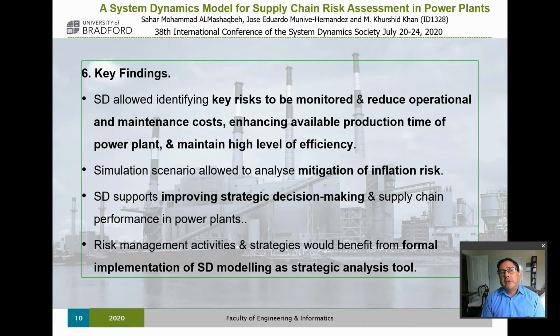As a result of this, it should be possible then to understand, for example, how inflation risk could be mitigated internally within the company, and in that way we will be able to inform management in order to support their strategic decision making when they take decisions in terms of procedures or strategic plans. So what we can see is by using system dynamics to support the development of risk assessment tools or risk assessment models, then it's possible to support strategic decision making. So in this way, the implementation of system dynamics modeling could be considered a strategic analytical tool for companies.